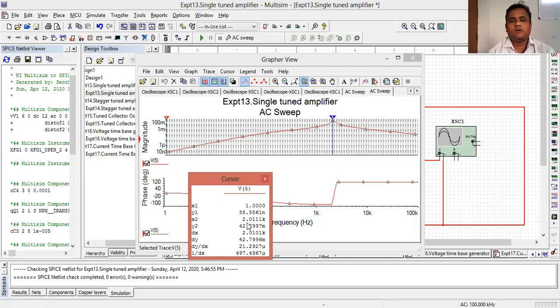What is the frequency corresponding to the peak value? 2.01 kilohertz. This is the practical frequency of oscillation. What is the value of the theoretical frequency? F is equal to 2.109 kilohertz. This one is theoretical.